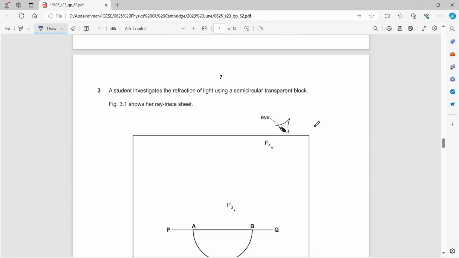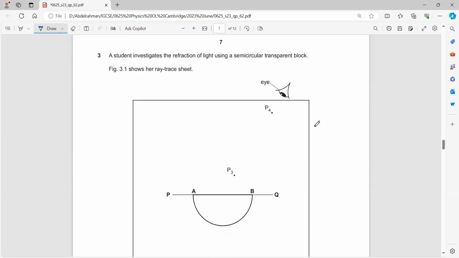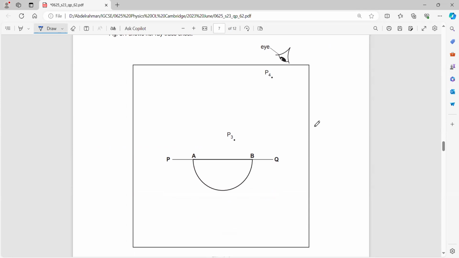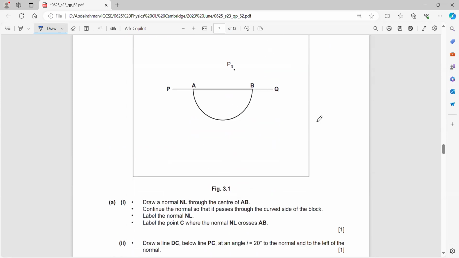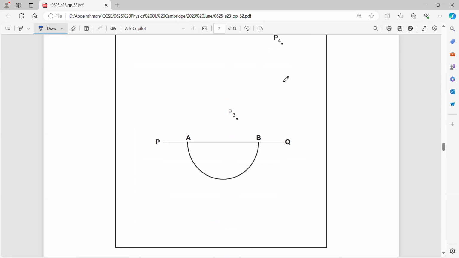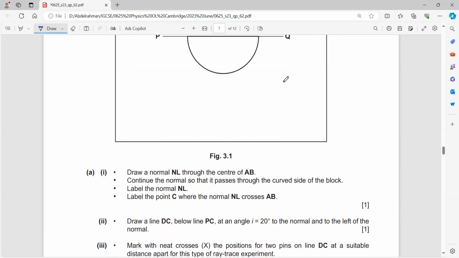Moving on to the next question. The student investigates the refraction of light using a semicircular transparent block. Draw a normal NL through the center of AB. Let's draw the normal. Let's zoom in.